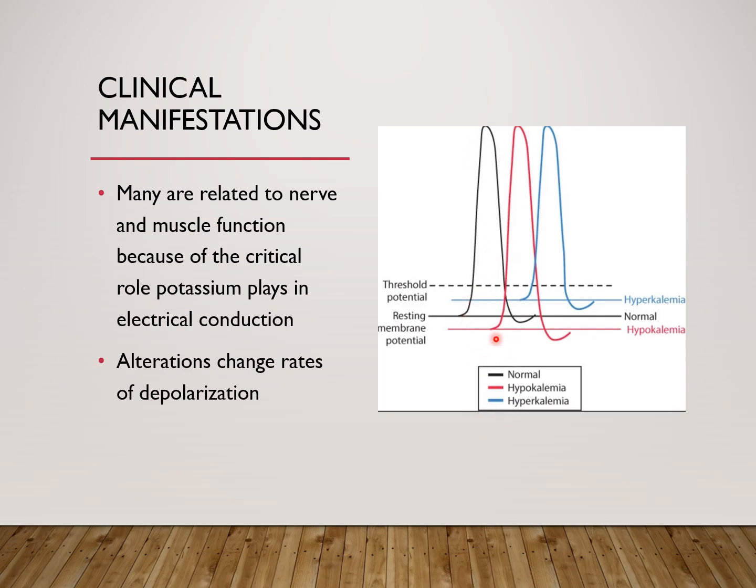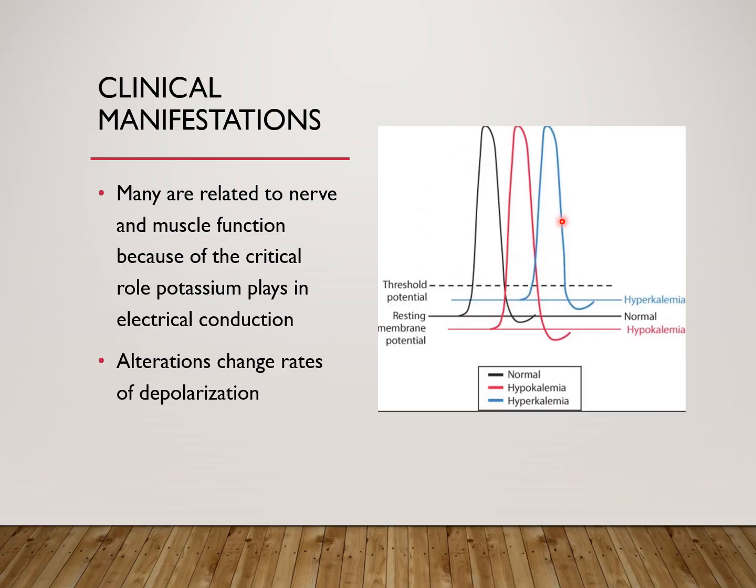In the black here is a normal threshold potential. In hypokalemia, which is in red, we get a much lower, more negative resting membrane potential. So if you think about this as being the threshold at the dotted line, it will take longer for a cell in a hypokalemic patient to reach that threshold. So a longer period of time before we can get that action potential going. In a hyperkalemic patient, we have an overall increase of that resting membrane potential. It's much closer to positive. So it's much easier to stimulate or to get that cell closer to that threshold potential because we start at a much less negative point in increased potassium.